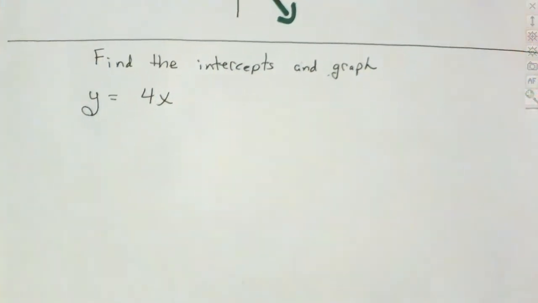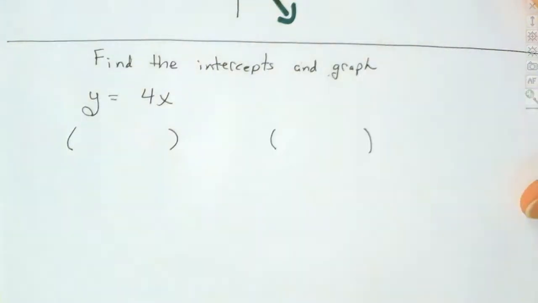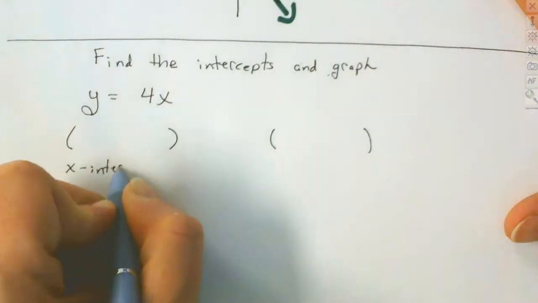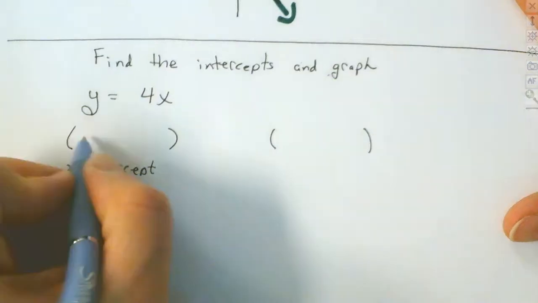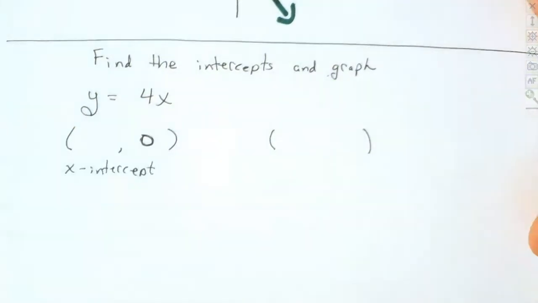Okay, now we need to find our intercepts. That means we've got two different points. And they're separate. Don't put them in one point. They are separate values. So, for the x-intercept, it's going to be blank, comma, 0. Because we're going to be plugging in y equals 0.